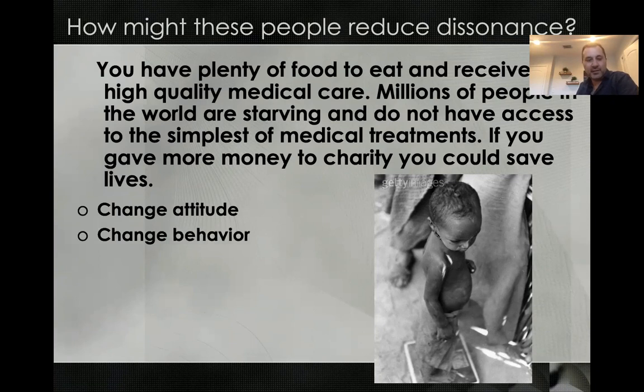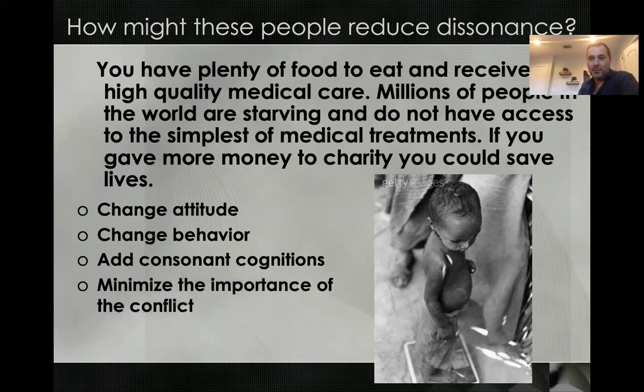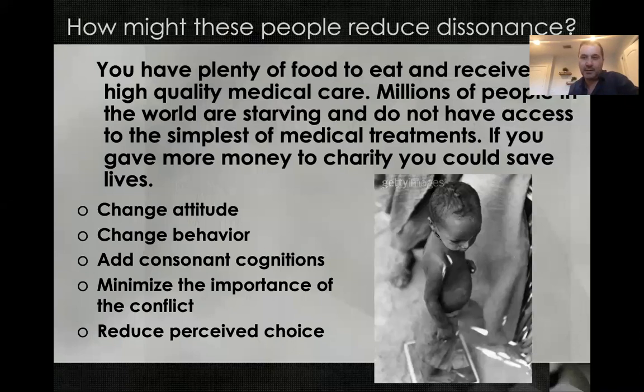But you guys mentioned all the others. Changing your behavior would be start donating money to charity, adding consonant cognitions, or thinking about the other ways that you help people, minimizing the importance of the conflict, reducing perceived choice, saying you have no money. Okay, great. These are all good examples that you guys are giving me for reducing cognitive dissonance.